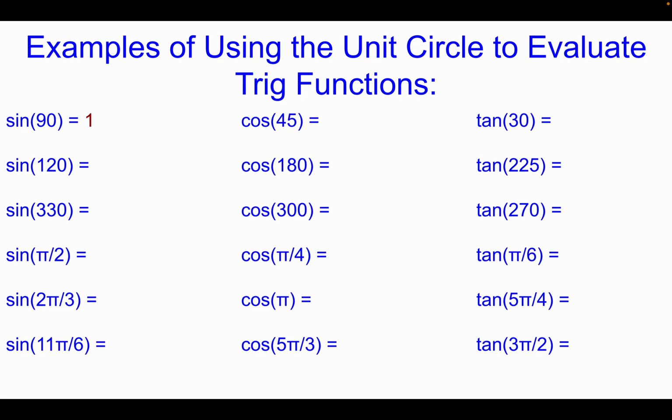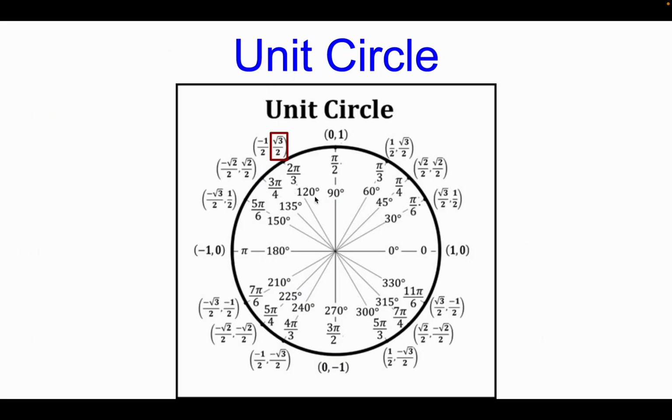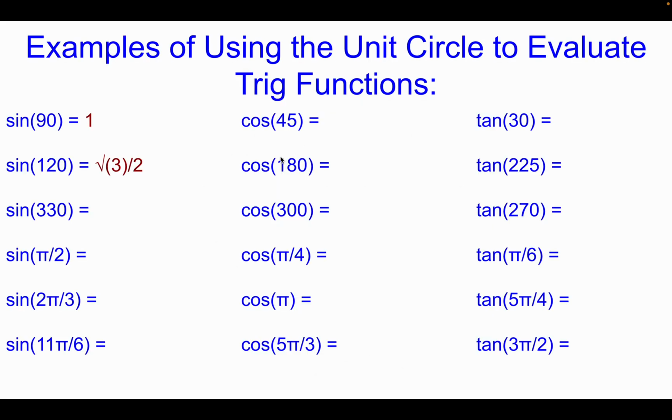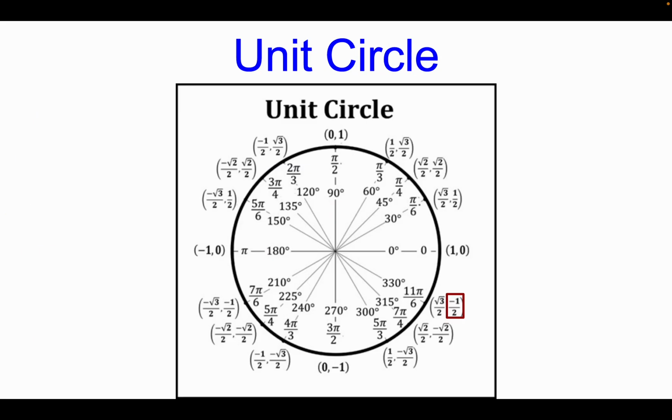Sine of 120 degrees. Okay, so now we're going to go to 120 degrees on our unit circle, and we can see that the y value of that point is square root of 3 over 2. Sine of 330 degrees, that's down here. That y value is negative 1/2.